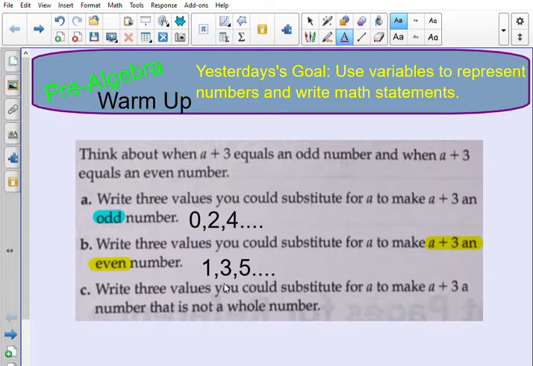And then the last one: write 3 values you could substitute for a to make a plus 3 a number that is not a whole number. Now I have a feeling that this will be the one that we struggled on. If you struggled on it, we just want to focus on what's happening there. We don't want a whole number.